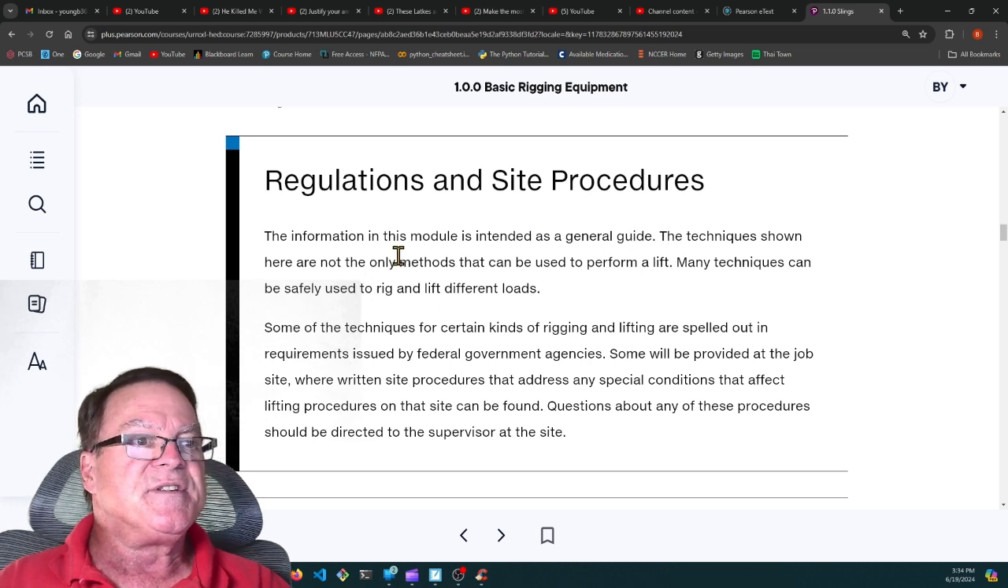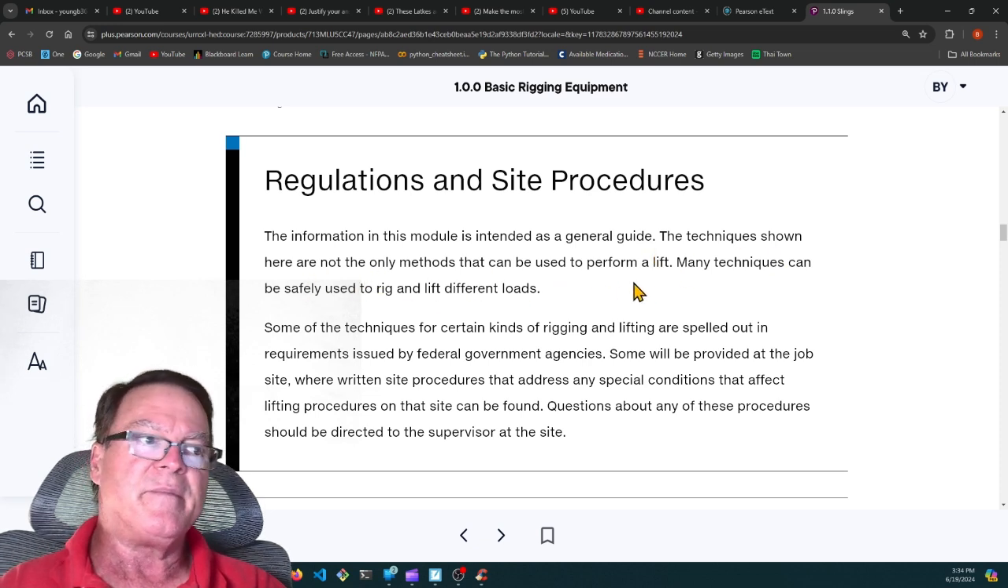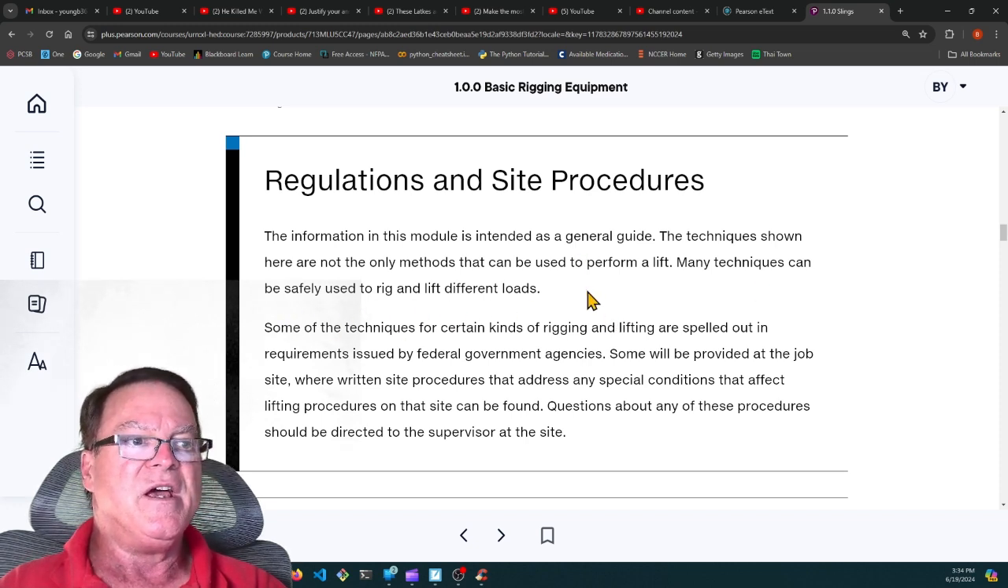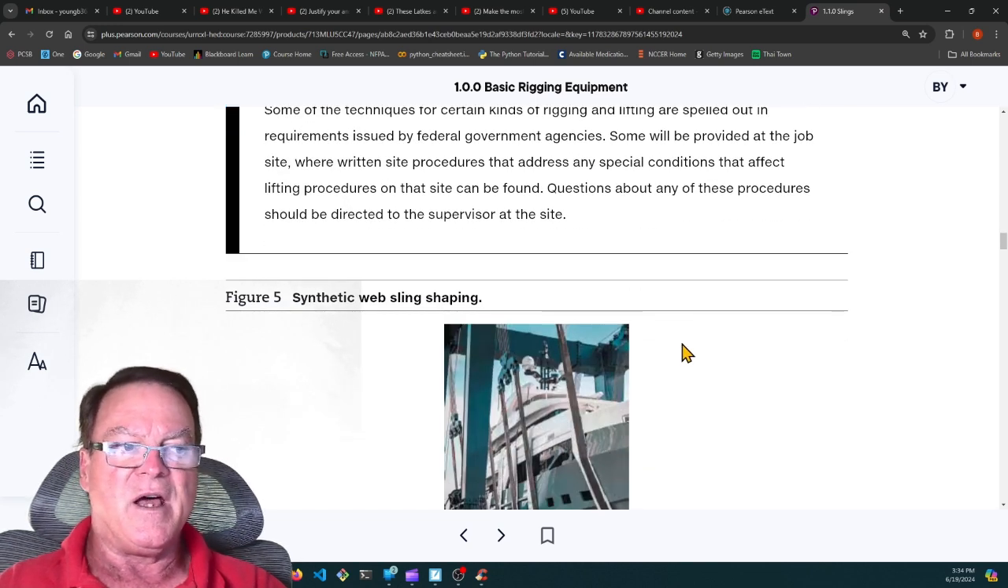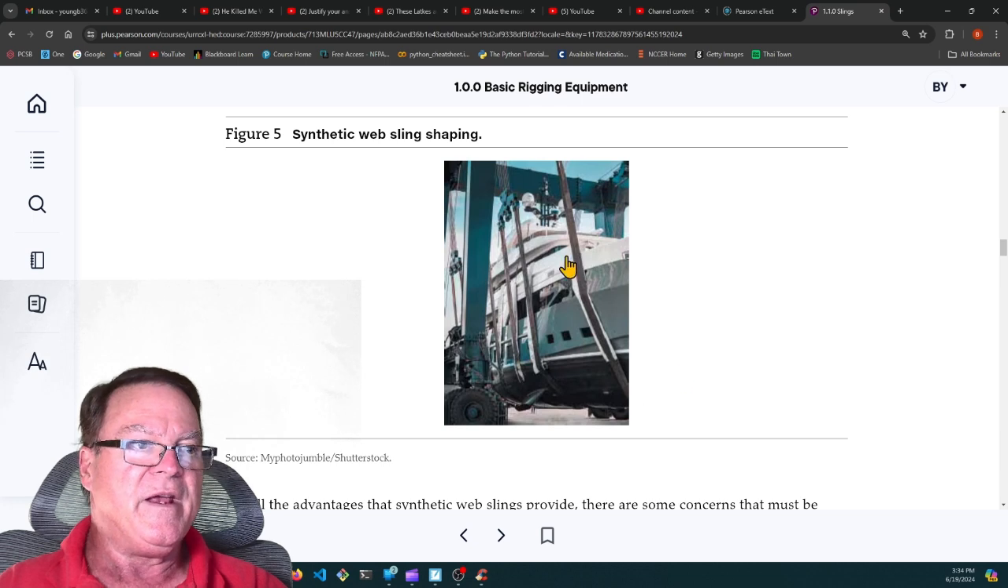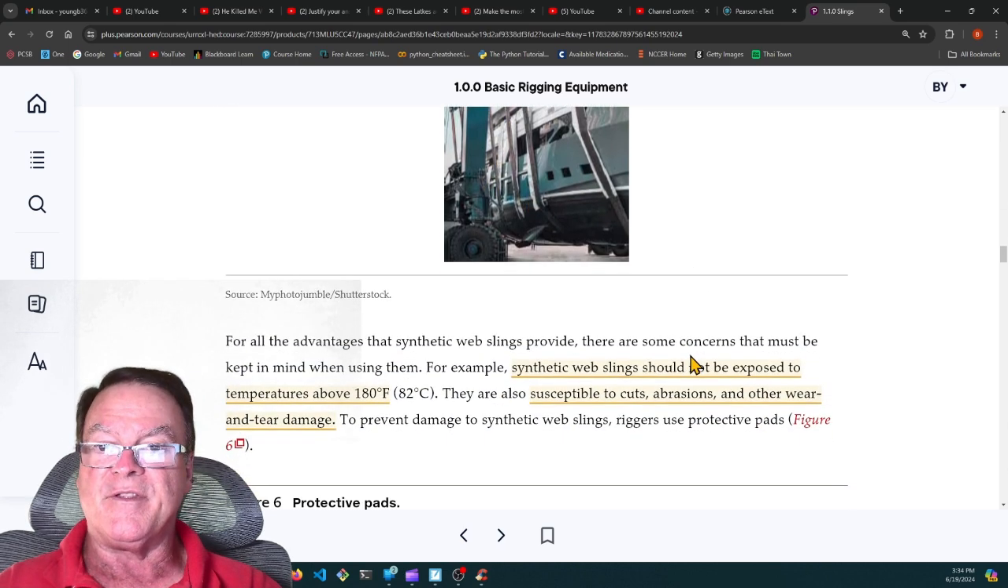Regulations and site procedures. This information in the module is intended as general guideline. The techniques shown here are not the only methods that can be used to perform a lift. Many techniques can be safely used to rig and lift different loads. So again, this is not the only way to do it. Here's a picture of them lifting a boat. They're using the synthetic web slings, and you can see how the slings will shape to the side of the boat. They'll actually conform to the shape of the thing that they're lifting.